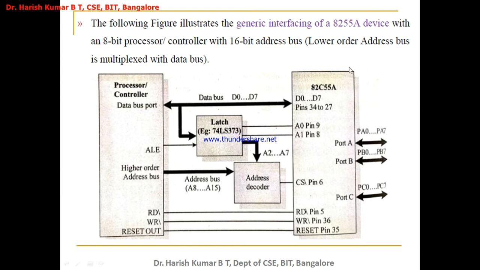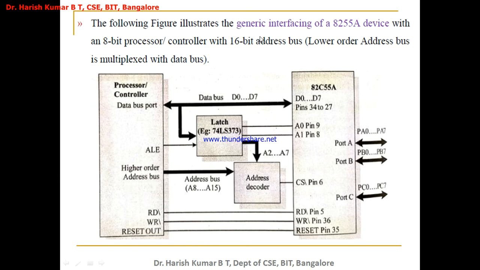8255 with an 8-bit microcontroller or processor. Now this is 8255, so we call it 8255, but its name is 82C55A. But you can always call it 8255, which is a programmable interface device. Now we are interfacing this 8255 with the processor or the controller, and we are assuming it is an 8-bit processor or controller. When I say 8-bit, the data bus has only 8 lines, because at a time you can access only a byte.